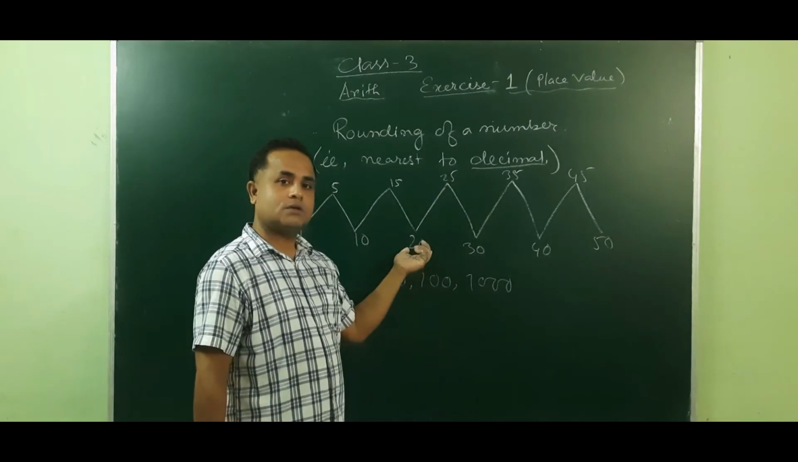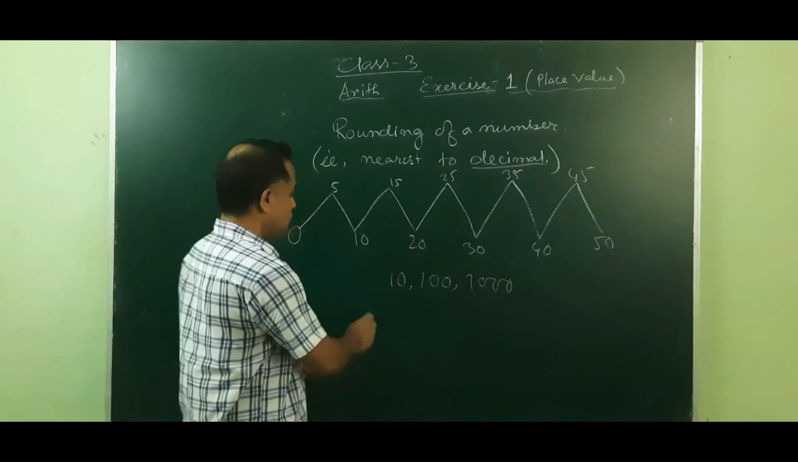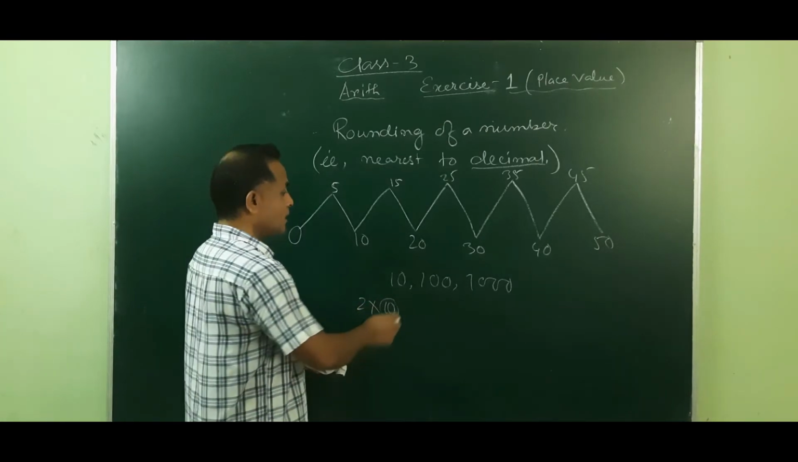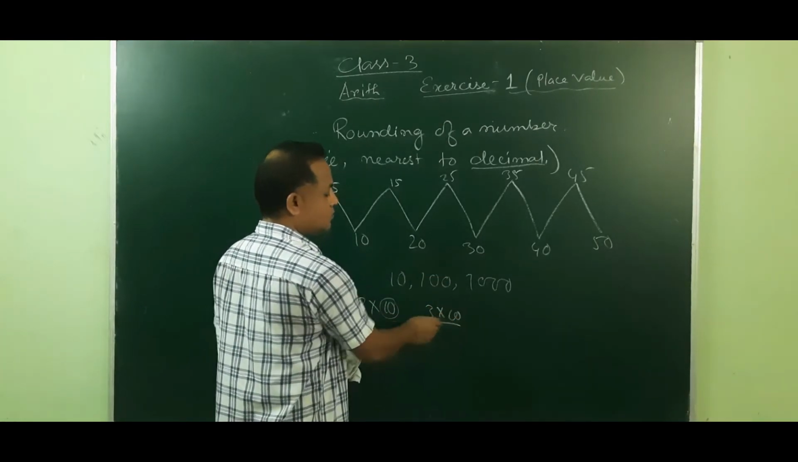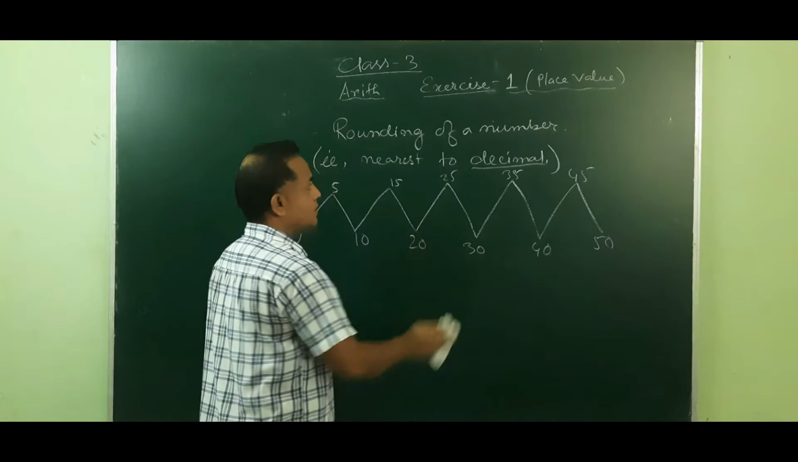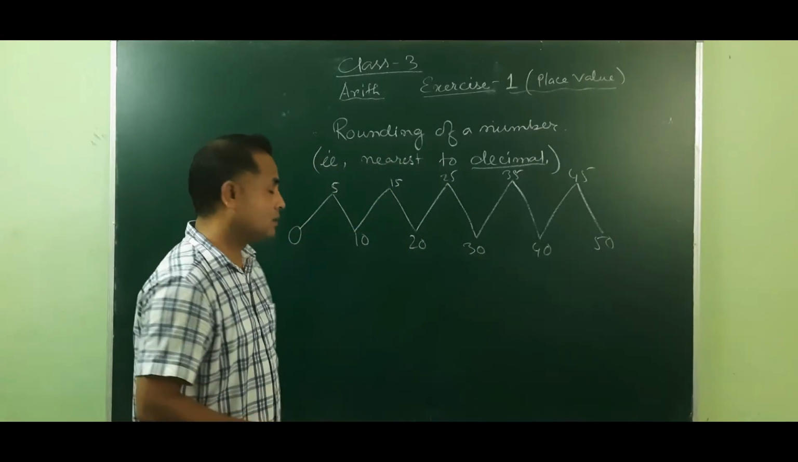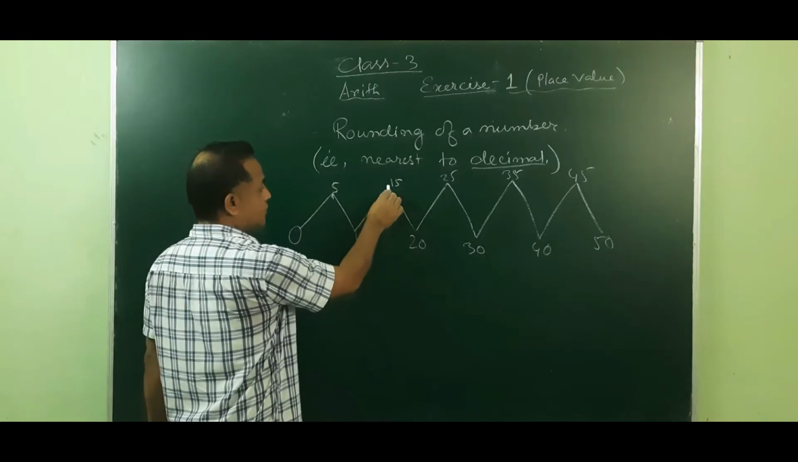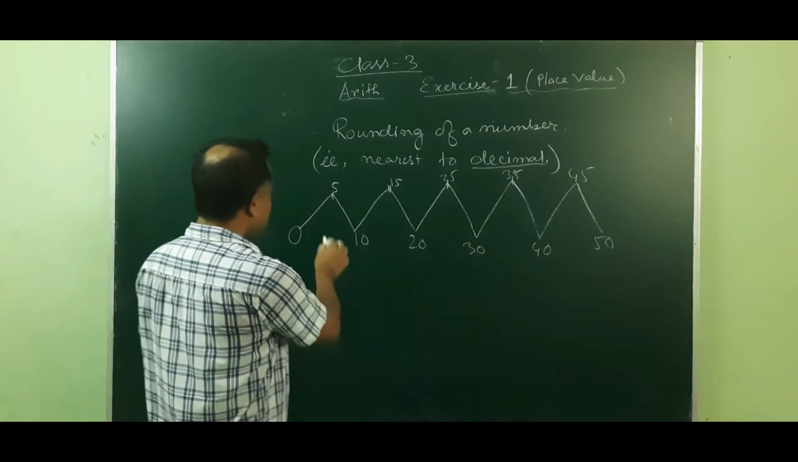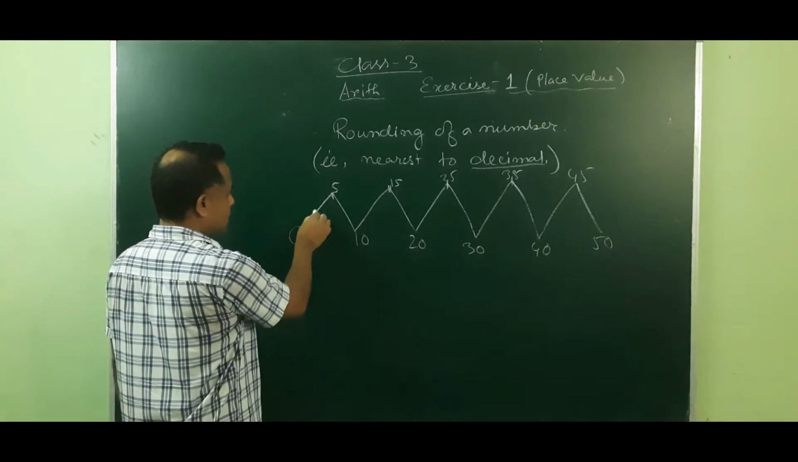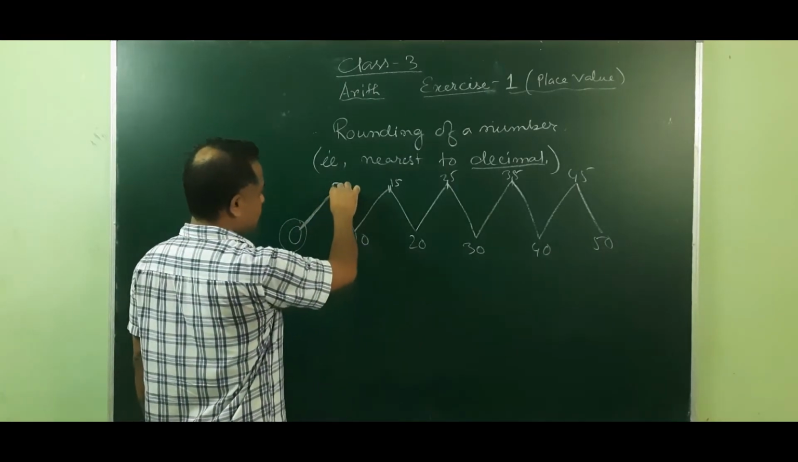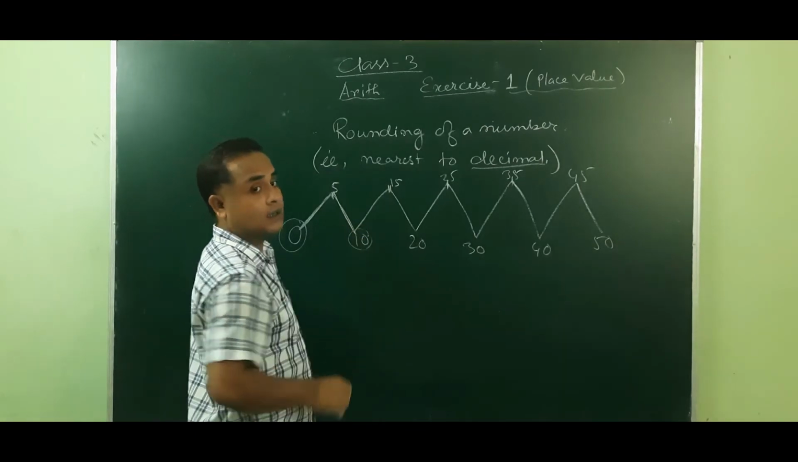So 20 is also a decimal. That means 2 into 10. That is double decimal. 30 is equal to 3 into 10. That is twice of decimal. So we will see any number which is nearest to its decimal. That is the rounding of the numbers. Now this 5 is the boundary, 15 also boundary, 25 also boundary, 35 is boundary. So any number which is between 0 and 5 will fall nearest to 0. And any number 5 to 10 will fall to nearest 10.